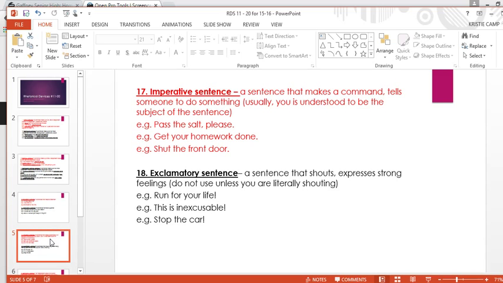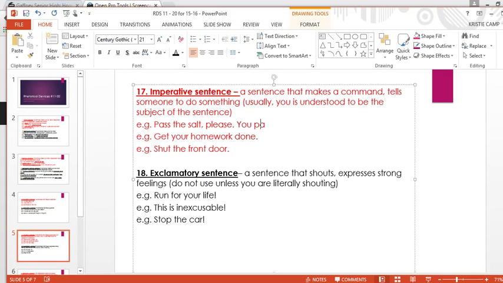It tells someone to do something. And usually, you is understood to be the subject of the sentence. Pass the salt, please. Really, what I'm saying is, you pass the salt, please. And you will be the subject, pass the verb, and it is an imperative sentence because I am giving a command. I'm telling you what to do. Get your homework done or shut the front door. You probably hear imperative sentences from me, your other teachers, and your parents. We like to boss you around, don't we?